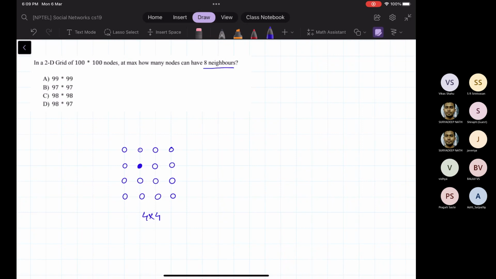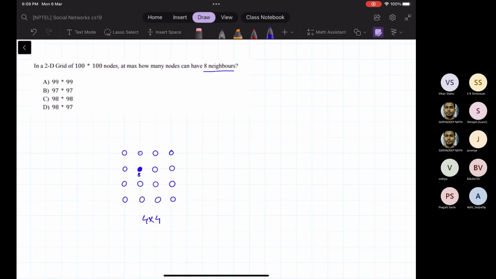This node is surrounded by how many neighbors? 8. So this has 8 neighbors. This node is surrounded by 8 neighbors. This node is also surrounded by 8 neighbors. This node is also surrounded by 8 neighbors. But if you take any of the nodes on the boundary, this one, let's say, it is surrounded by 3.